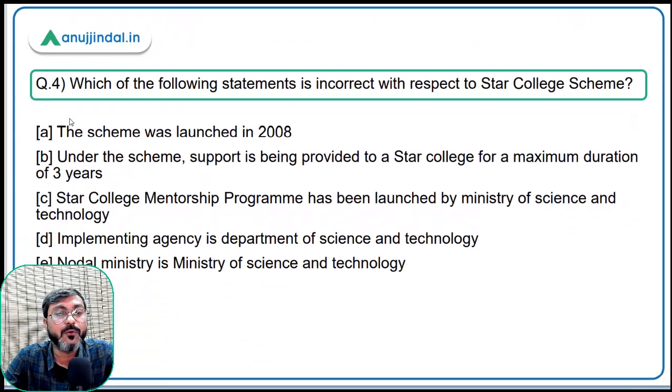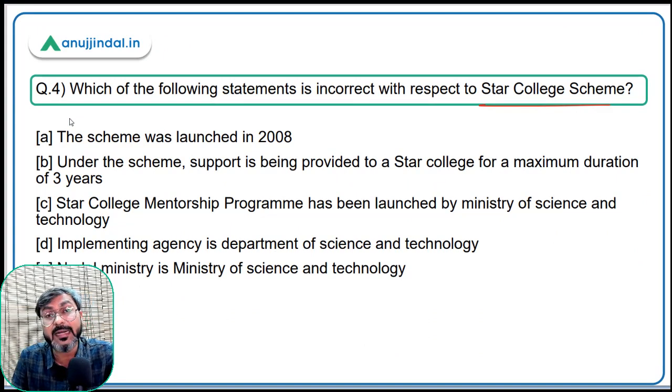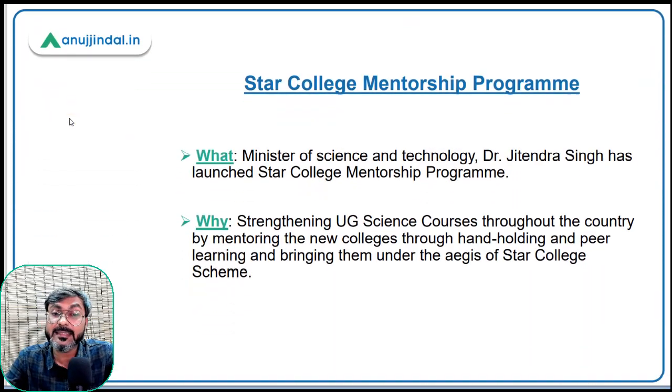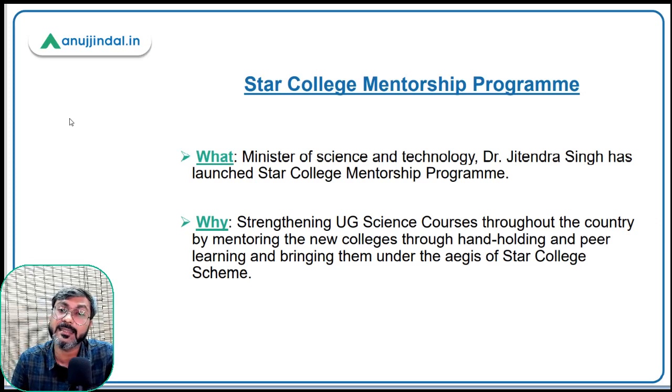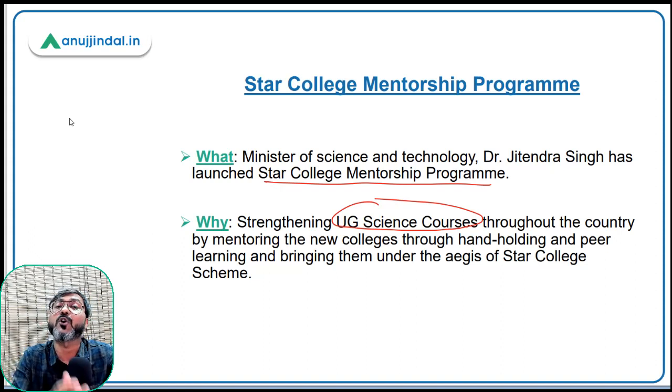Moving ahead to question number 4. Which of the following statements is incorrect with respect to Star College scheme? Now, once again, the question arises, why are we discussing the Star College scheme? We are discussing it because recently, Ministry of Science and Technology, headed by Dr. Jitendra Singh, has launched a program which is known as Star College Mentorship Programme under the Star College scheme. Now, what is the objective of this program? The objective, guys, is to strengthen the undergraduate science courses. Undergraduate science courses ko strengthen karna chahti hai sarkar throughout the country by providing mentorship to the new colleges. And this mentorship will be provided by the star rated colleges under the Star College scheme.